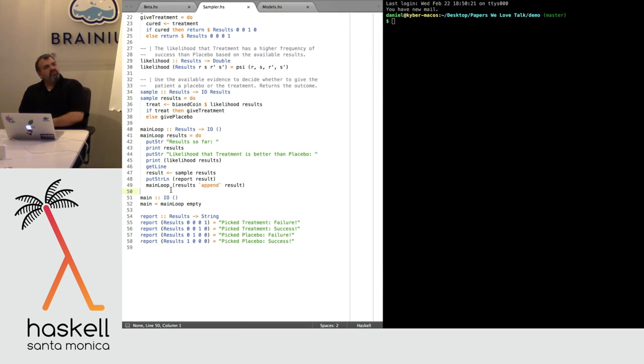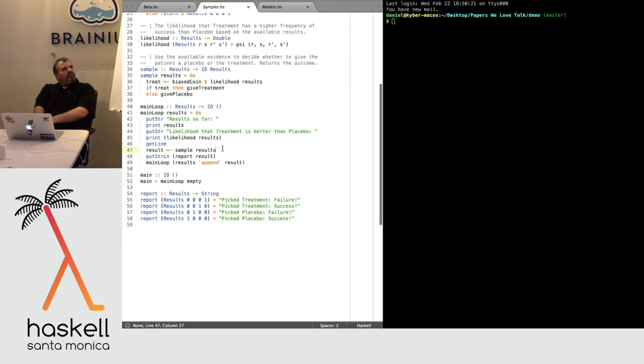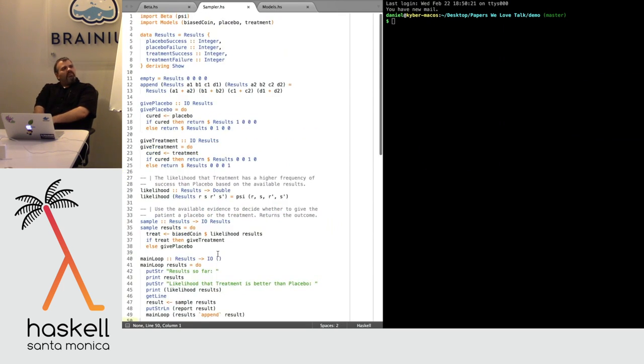Now, to iterate this, this is not too important, but what we're going to do is, let's see, down here. We call sample on the results that got passed in. And we recurse main loop, taking the results that were passed in plus the new result, and continue. So let's try this out.